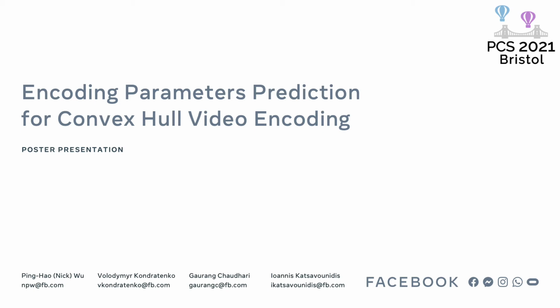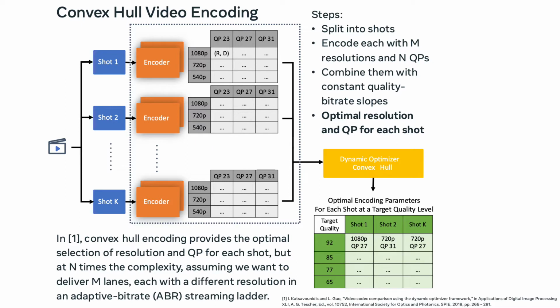In this work, we're going to show you how we do encoding parameters prediction for convex hull video encoding. In 2018, convex hull video encoding was proposed to provide the optimal selection of resolution and QP for adaptive bitrate streaming. Suppose we want to deliver m different lanes in an ABR streaming ladder.